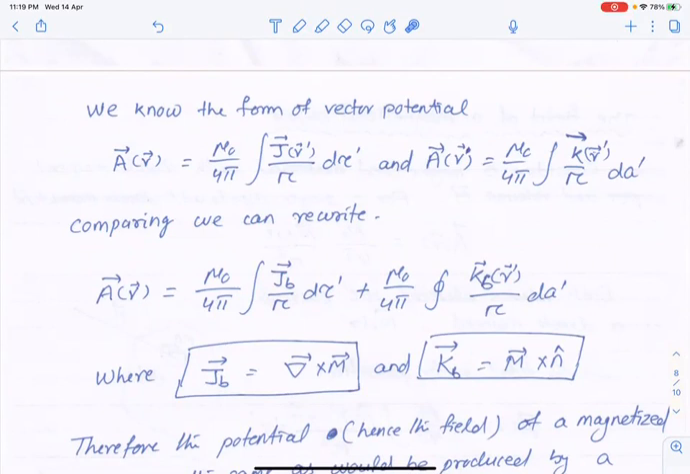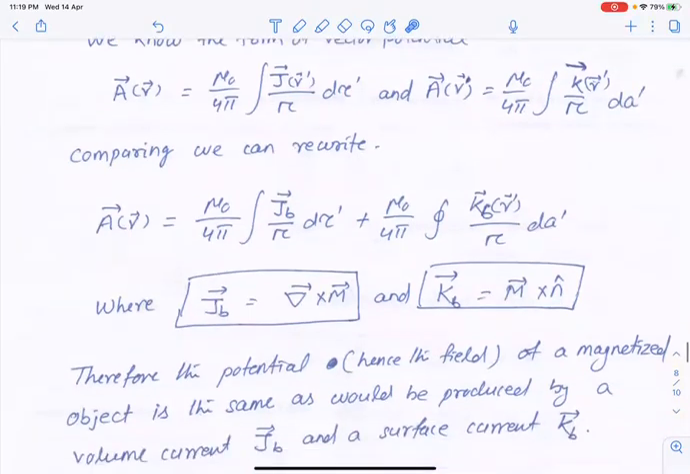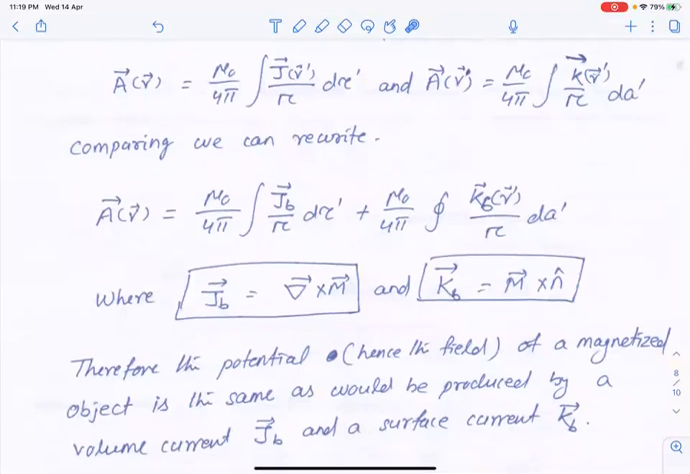So what it means is that if you have a magnetized material, the field due to this magnetized material is effectively a field produced by a bound current J_B, which goes like del cross M, and a surface current K_B, which goes as M cross n cap. So the field produced by a magnetized object is the same as it would have been produced by a volume current J_B and a surface current K_B with these expressions. Okay, that's very important to recognize.